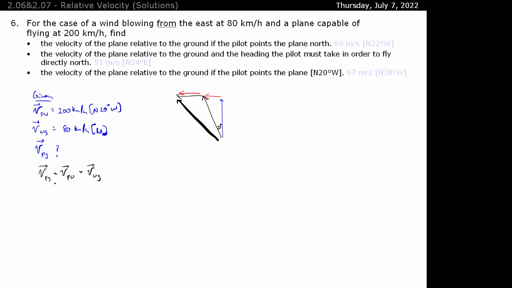Sounds about right. Okay, so first off, we're going to solve this in the x dimension. Okay, so VPGX is equal to VPW in the x dimension, which is right over here. We know the magnitude is 200. Do that in black and white.